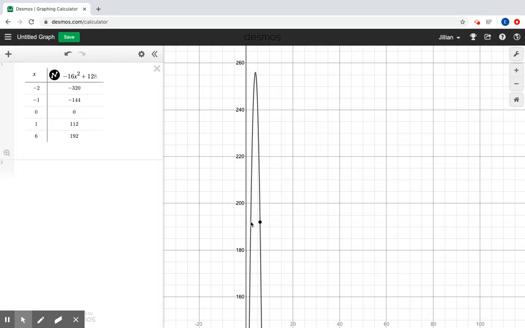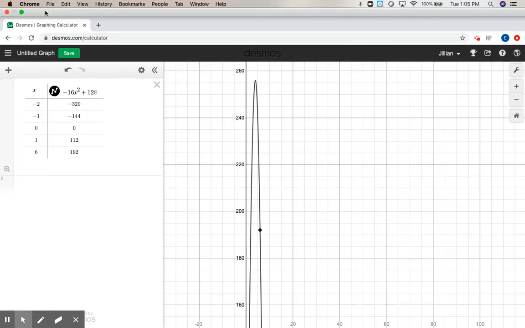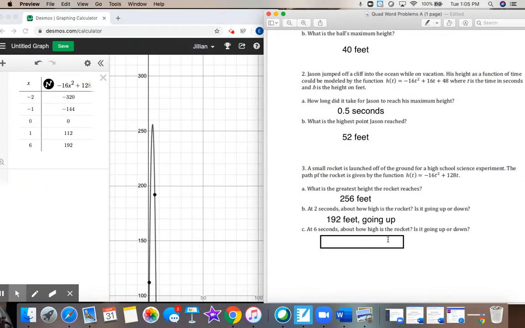Now, when we were at 2 seconds, it was the same height, but our 2 was going up. We hit our vertex. Now we're going down. So at 6 seconds, we are going down. So 192 feet going down.